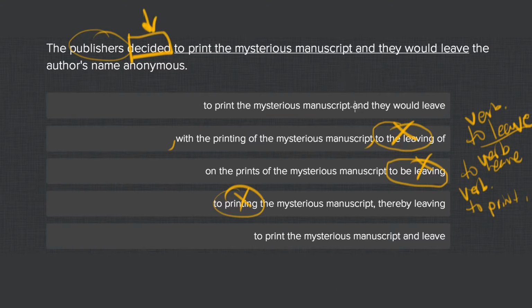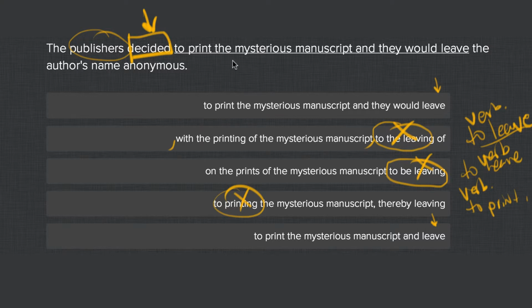So now we're choosing between answer choice A and answer choice E. To go forward from here, notice that we have the correct infinitive leave in both cases. What we really want to use is parallelism. So let's take a look at how parallelism works.